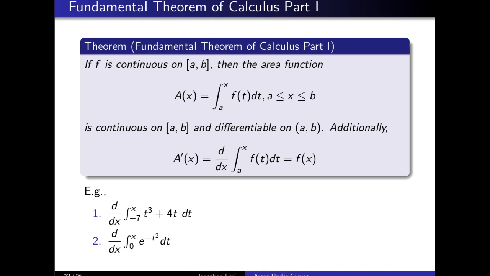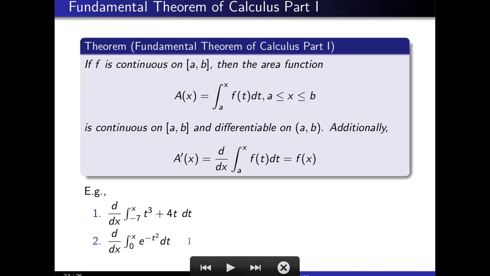Okay, so let's do a couple of really straightforward examples. We want to find the derivative of the area function that's giving us the net area underneath the function t cubed plus 4t going from minus 7 to x. From the fundamental theorem of calculus part 1, this derivative is just going to be x cubed plus 4x. The only real difference here is we switch the variable from t to x.